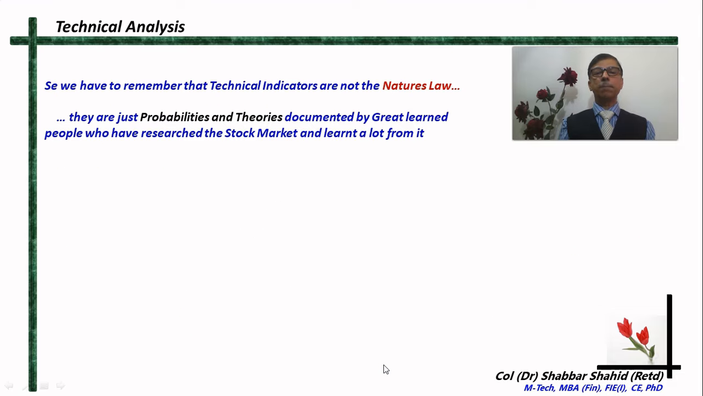So we have to remember that technical indicators are not nature's law. They are just probabilities and theories which have been documented by great people in the past, people who have studied the stock market. They have done a lot of research, and based on their understanding of the stock market, they have documented certain facts, that how the market behaves, and they have given the technical indicators to the world.